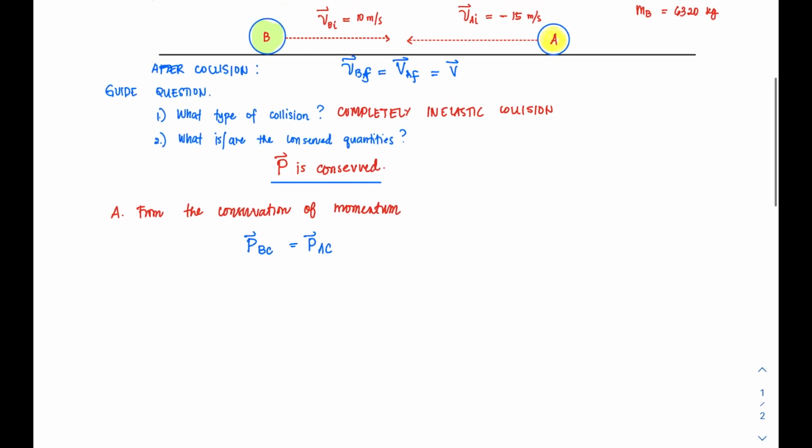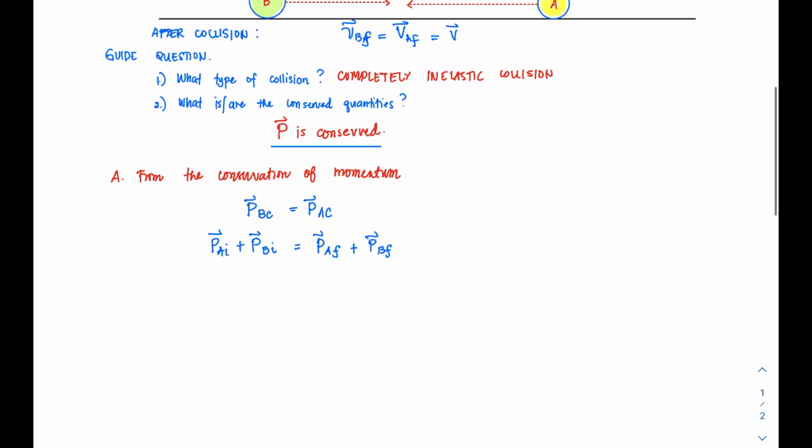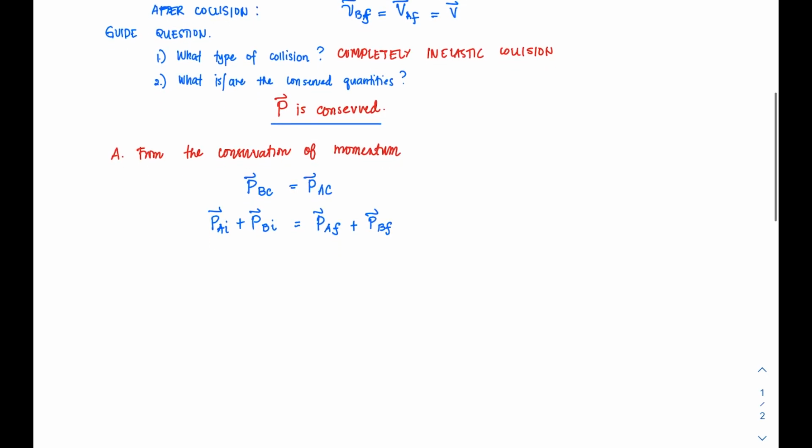So before collision, this will be broken down into the momentum of A initial, that means before the collision, plus the momentum of B initial, and that must be equal to the momentum of A final, F indicating final or after collision, plus the momentum of B after collision, BF. So from there, we already know what the equation of momentum is, so I'm just going to break that down into its equation. And be careful to take special heed of the subscripts.